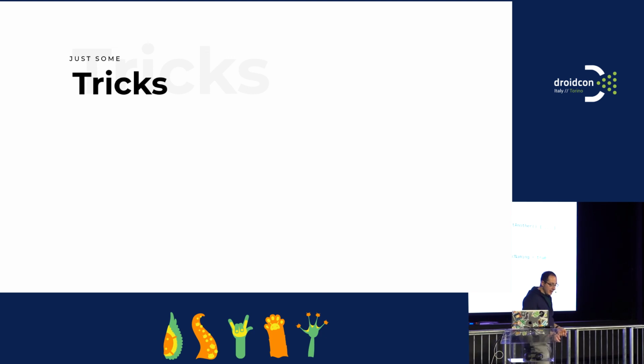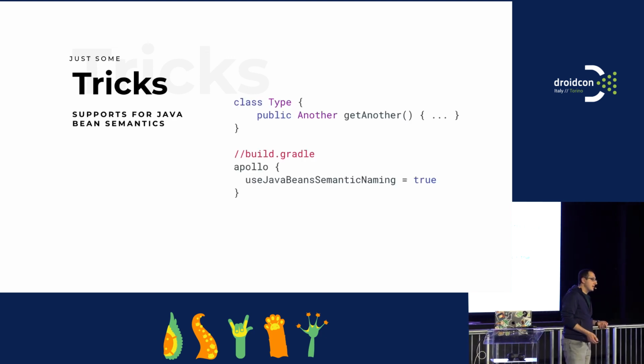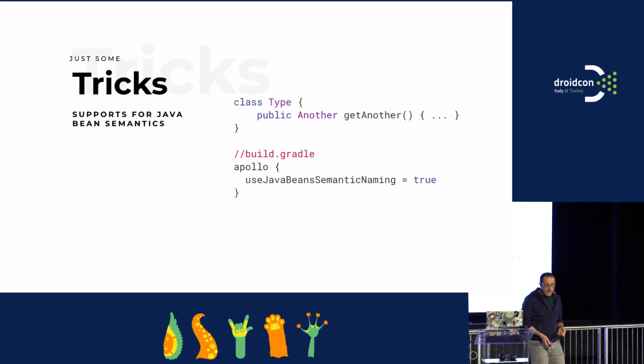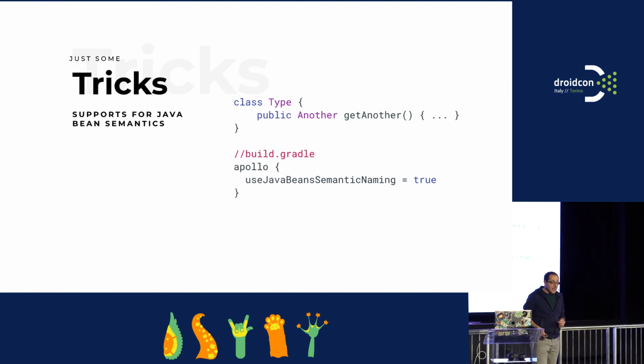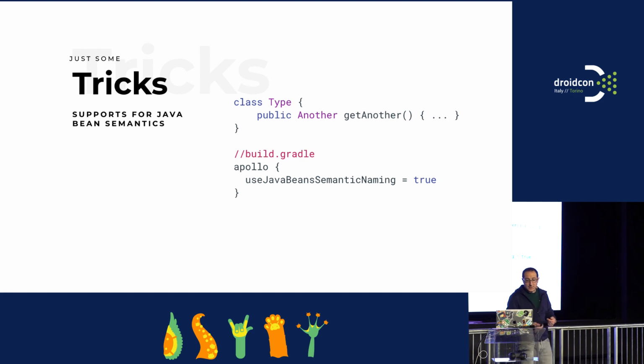And also, if you like getters and setters, because otherwise it will just say another instead of get another, you can enable the Java Bean semantics by using another flag in the Apollo lambda in GraphQL.